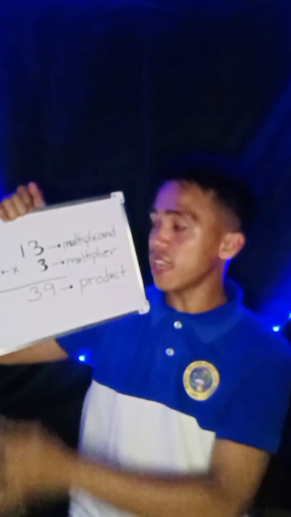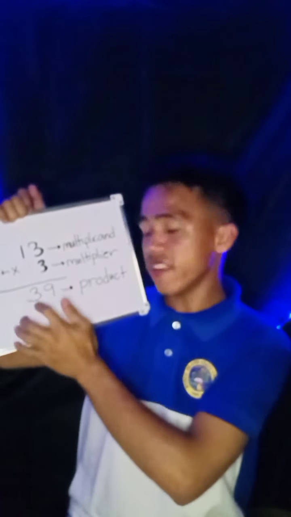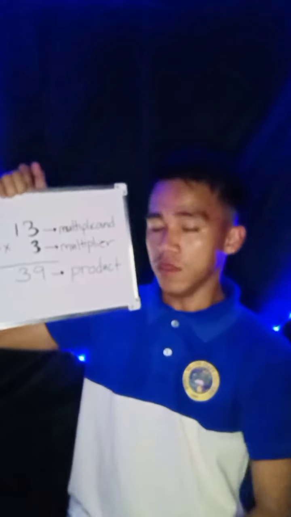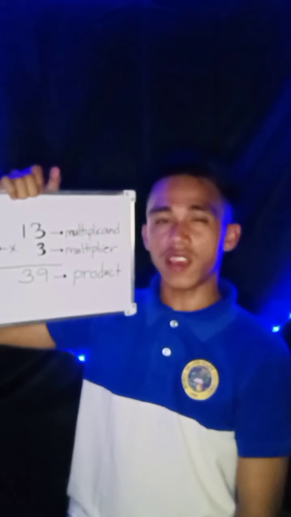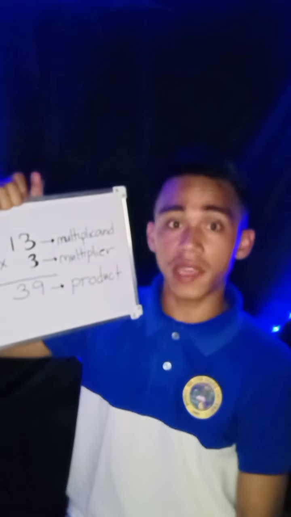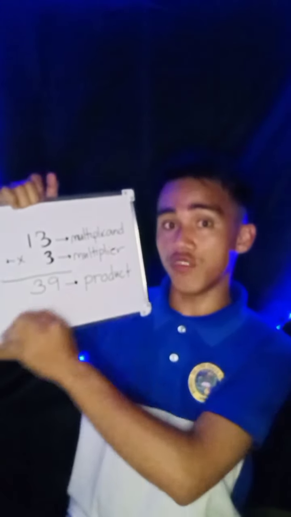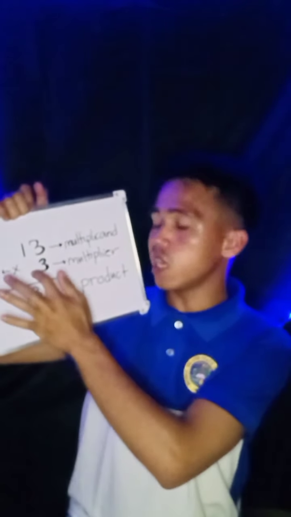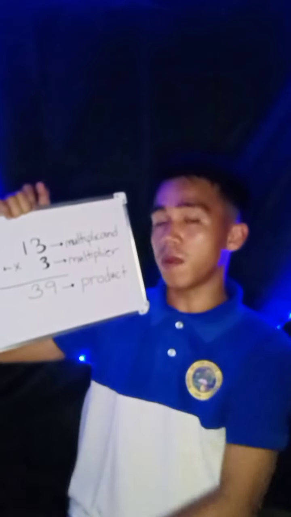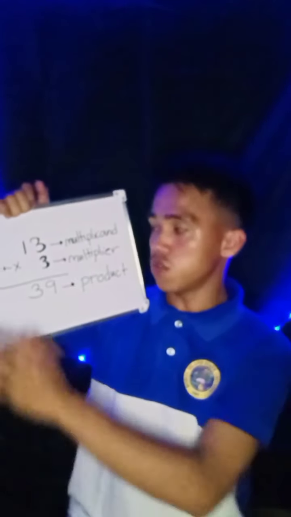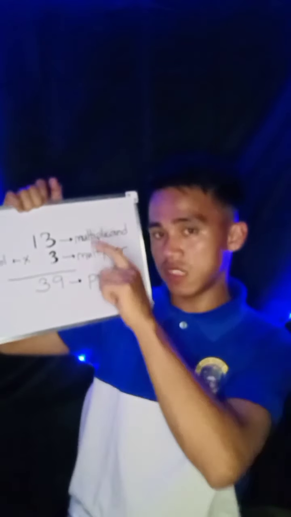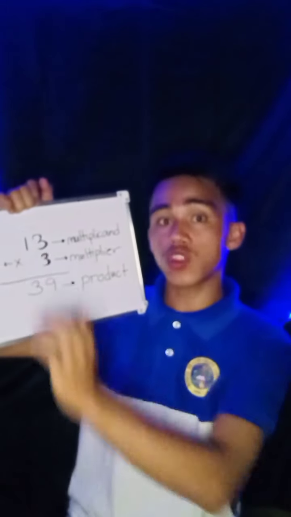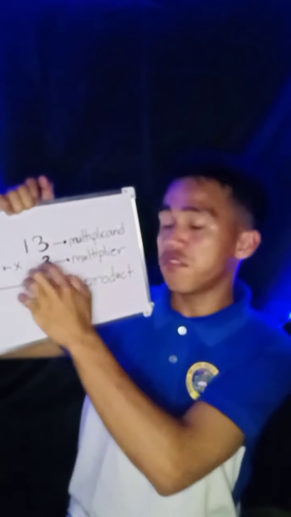Correct. So 13 times 3: 13 is the multiplicand, 3 is the multiplier, and the answer 39 is what we call the product. So if the teacher or someone asks you about product, it tells about multiplication. Product is the answer of multiplication. So the multiplicand is on top, the multiplier is below, and the answer is the product. This is the symbol X, which symbolizes multiplication.